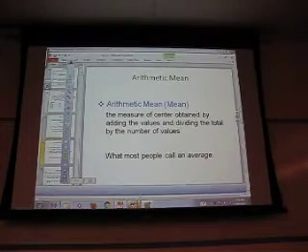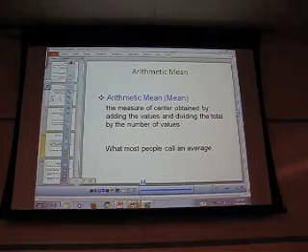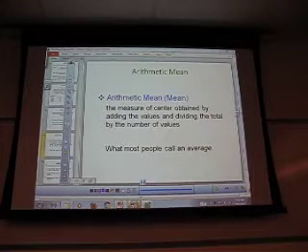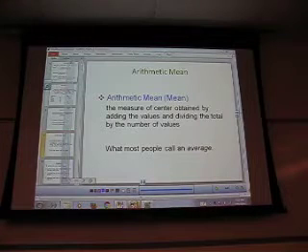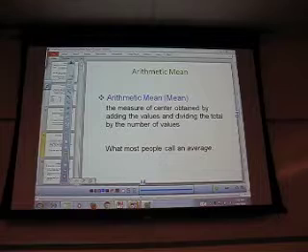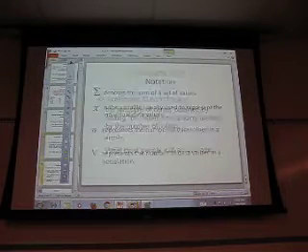Adam, go ahead and read. Arithmetic mean. The measure of center obtained by adding the values and dividing the total by the number of values. What most people call an average. Right? So our mean is what we usually call the average.